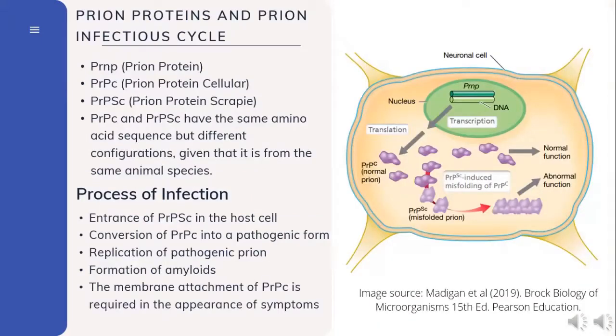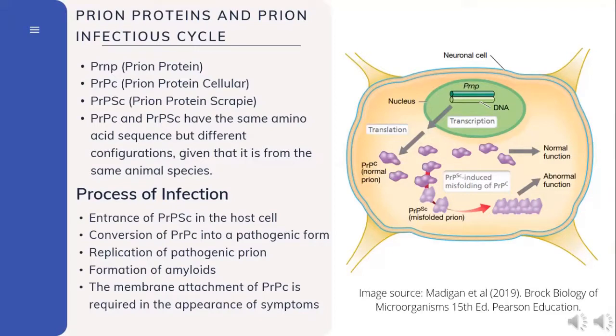Prion proteins and the prion infectious cycle. So the following are the prion proteins. The first one is the prion protein PRNP, which is existing in the host cell. The second one is the prion protein cellular, PrPC, which is the native form of prion that is encoded by the prion protein PRNP. PrPC is situated in the neurons of healthy animals, especially in the brain. The third one is the prion protein scrapie, which is the pathogenic form of the prion protein. The prion protein cellular and the prion protein scrapie have the same amino acid sequence but in different configurations, given that it is from the same animal species.